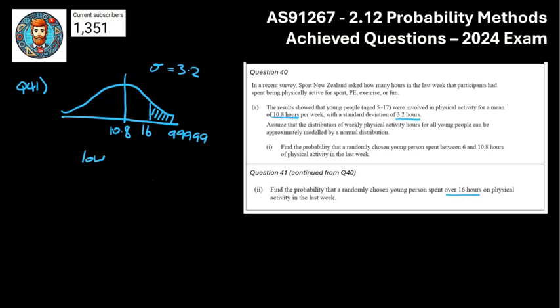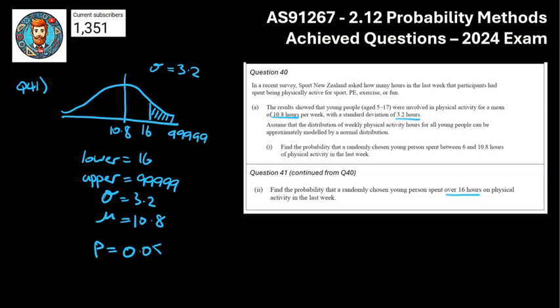We know that the lower is the first input that's needed, and that's going to be 16 in this case. The upper, as I said before, that's going to be my made up big number, so that's going to be 5 nines. My standard deviation is still unchanged, that's 3.2, and my mean is unchanged too, that's 10.8. So when I plug it into my calculator, I got 0.0521, and hopefully you are able to get the same on your calculator as well.